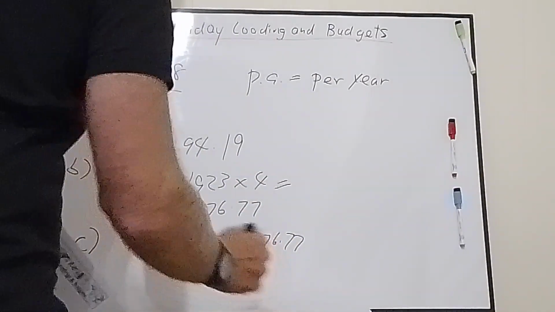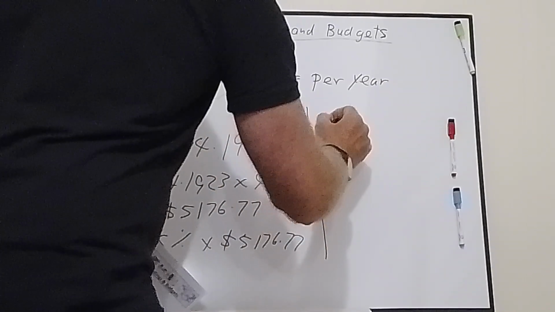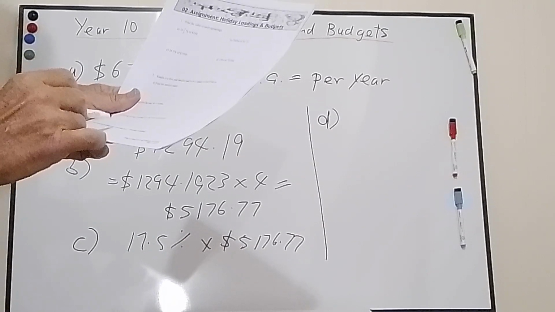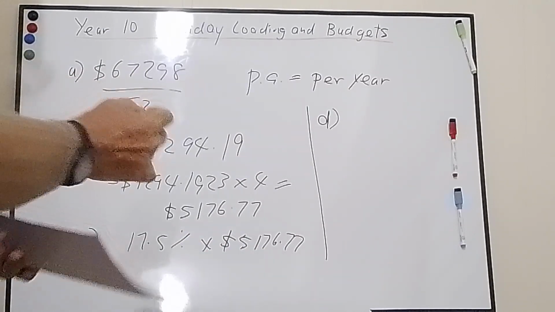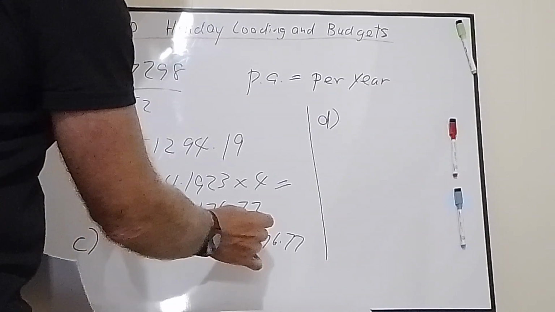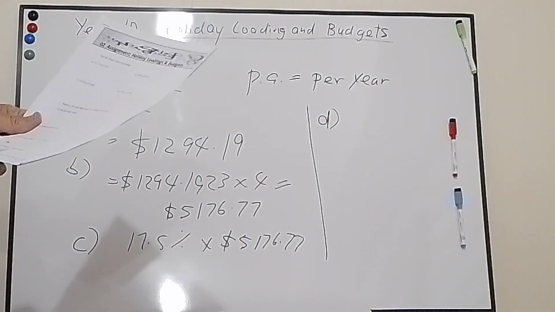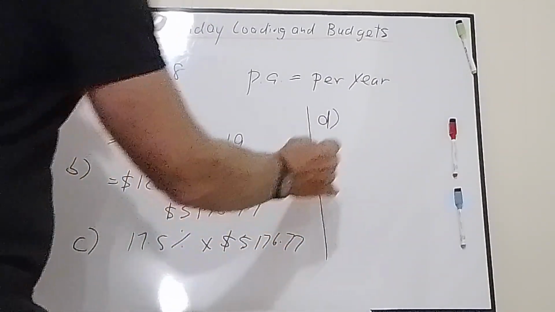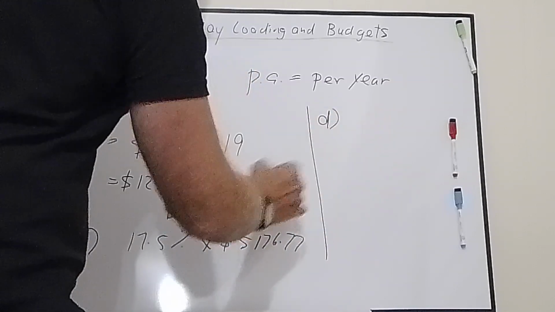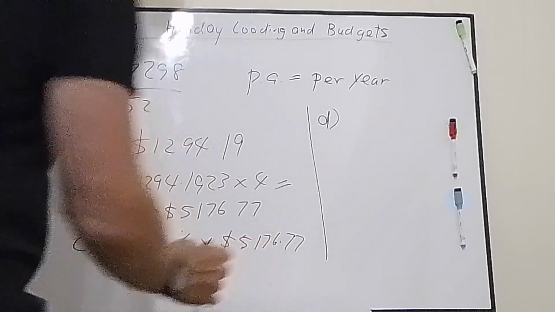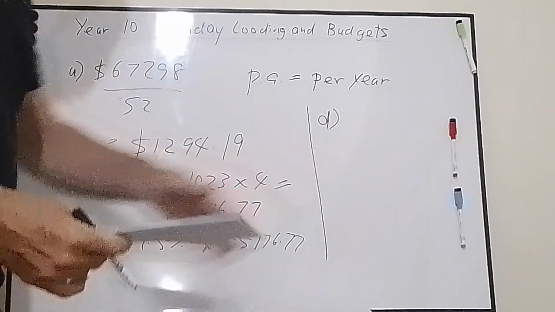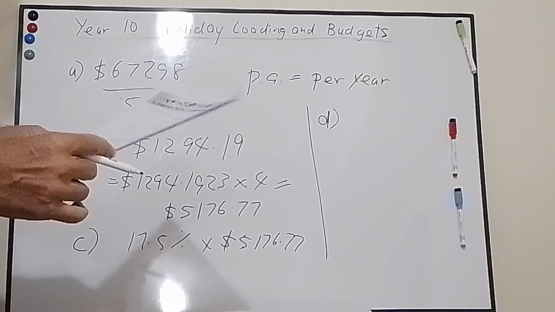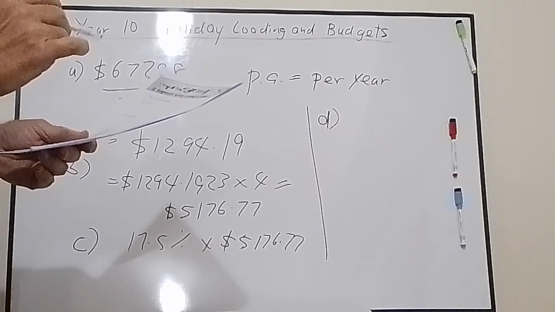Okay, and then D. Find her holiday pay. So her 4 weeks pay, which is $5,176.77, plus holiday loading, which is 17.5% of the same amount. So we find the 17.5% of that, and we just add the two figures together. Pretty much tells you there. So I'll leave that for you to do. That's page 1 of assignment 2 for year 10.